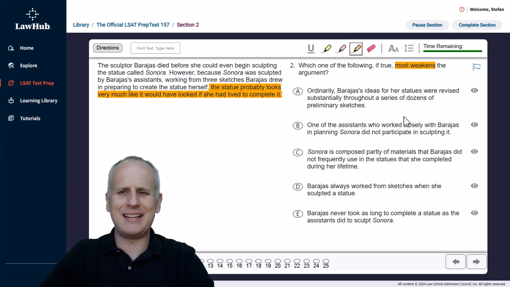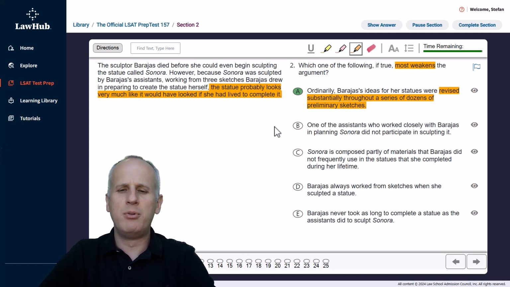Ordinarily, Barajas's ideas for her statues were revised substantially throughout a series of dozens of preliminary sketches. Well, I'm going to highlight that statement at the end here because it shows that three sketches alone are a very limited sample size of dozens of preliminary sketches. So if we've just got a sample of three out of dozens, that's going to weaken this claim that the statue looks as it would have had Barajas sculpted it herself, and hopefully we can select A almost immediately based on our prediction.